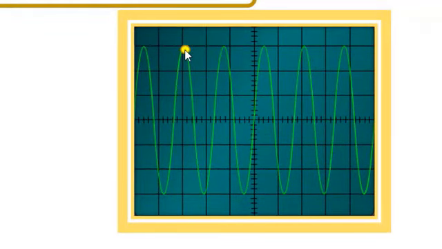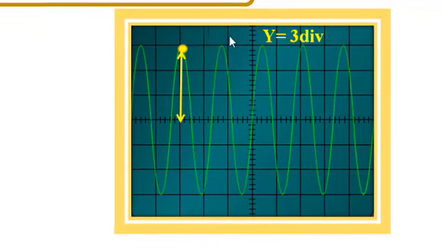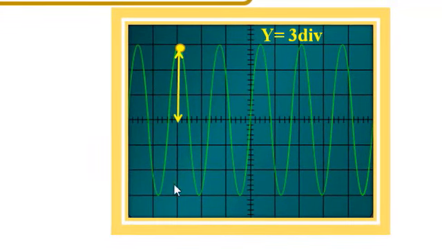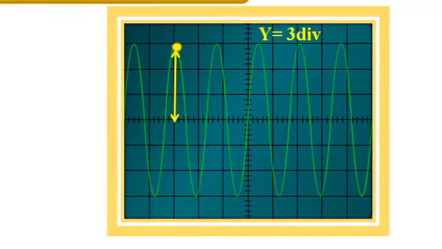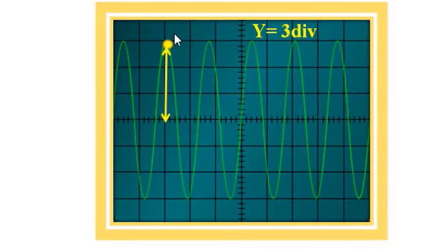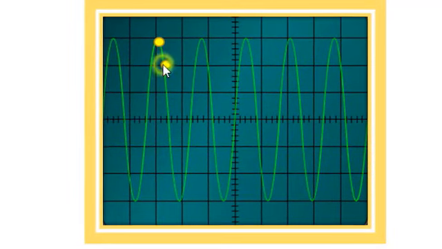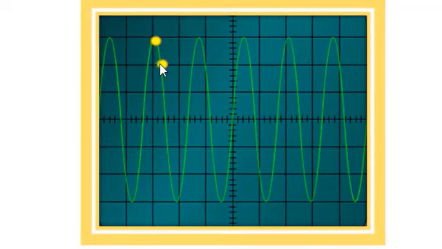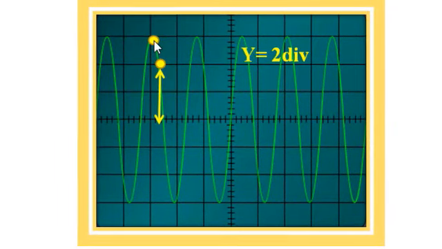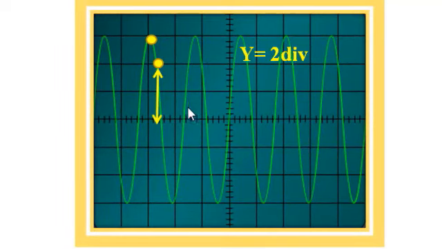The amplitude or the maximum displacement of this point is given by y, where y equals 3 divisions. When applying the formula U equals SV times y, it gives us 6 volt. So the voltage at this maximum point is 6 volt. Let us move to this point. The displacement of this point is given by y, where y equals 2 divisions. When applying the formula, it gives us 4 volt.